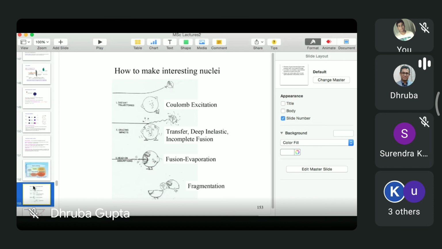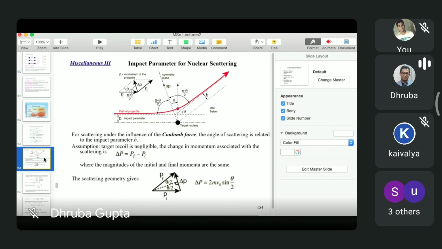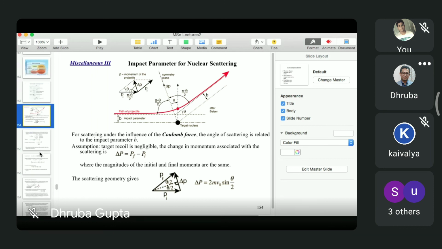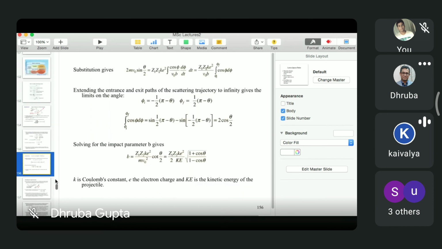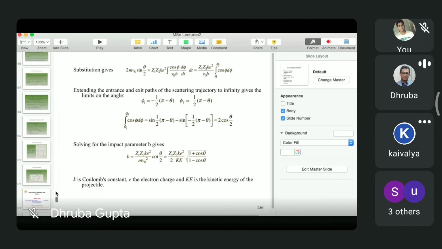Do you like this plot? Yes, sir. Okay. So I will stop here. Do you have any questions right now? No, sir. Right now, no. Okay, very good. It was explained well today.